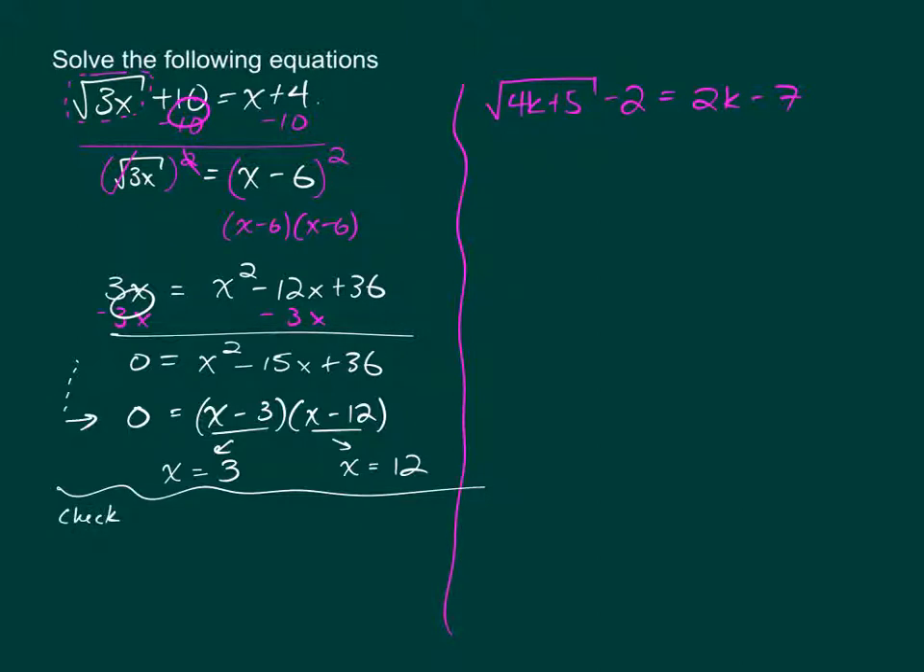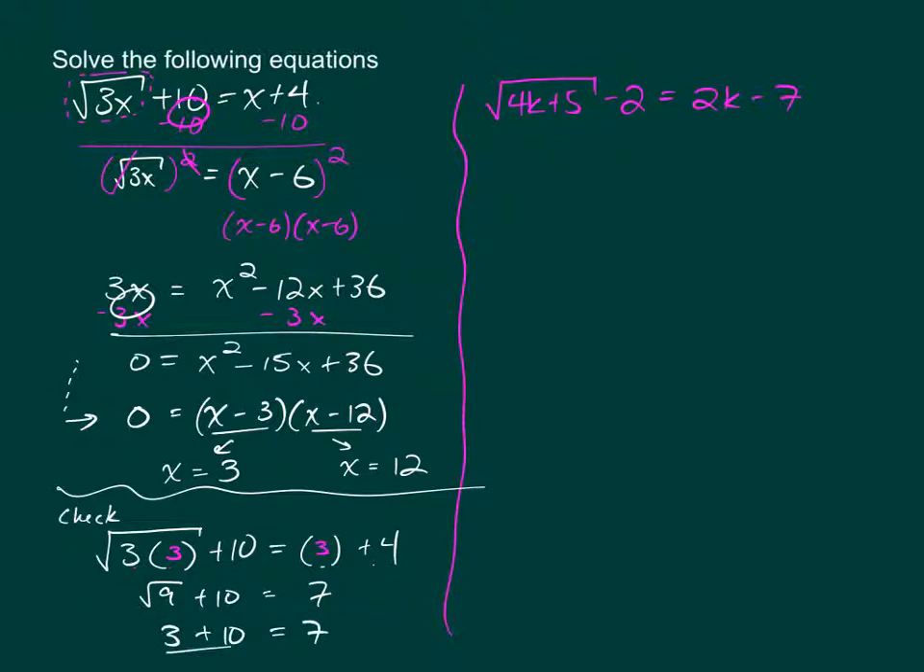we look back at the original equation, which is the square root of 3 times x, but we're not going to put x in there, we're going to put one of our answers in there, plus 10 equals x plus 4. So the first time around, I'm going to pick 3. And this is 3 times 3 is 9, so this becomes square root of 9 plus 10 equals 3 plus 4 is 7. The square root of 9 is 3 plus 10 equals 7.